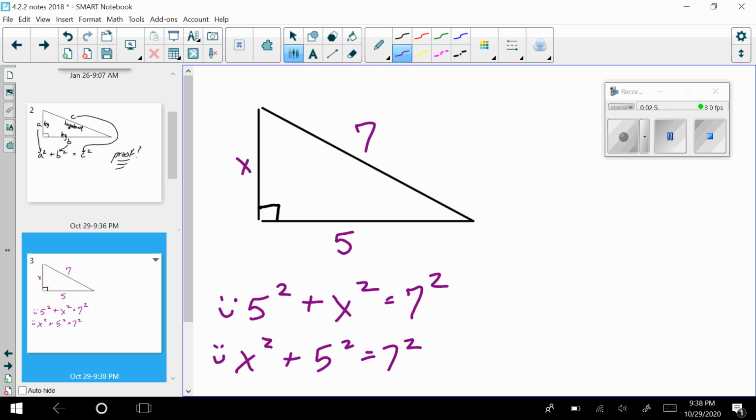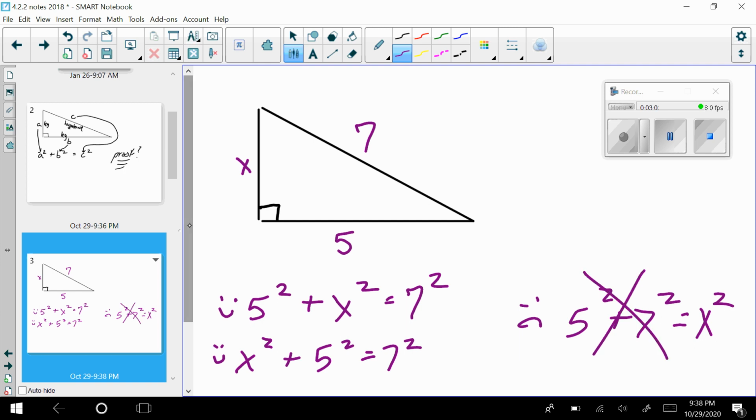Here's what you do not want to do. This is bad. Don't do this: 5 squared plus 7 squared equals x squared. Wrong, because you just put the hypotenuse in one of the leg spots. So don't do that.